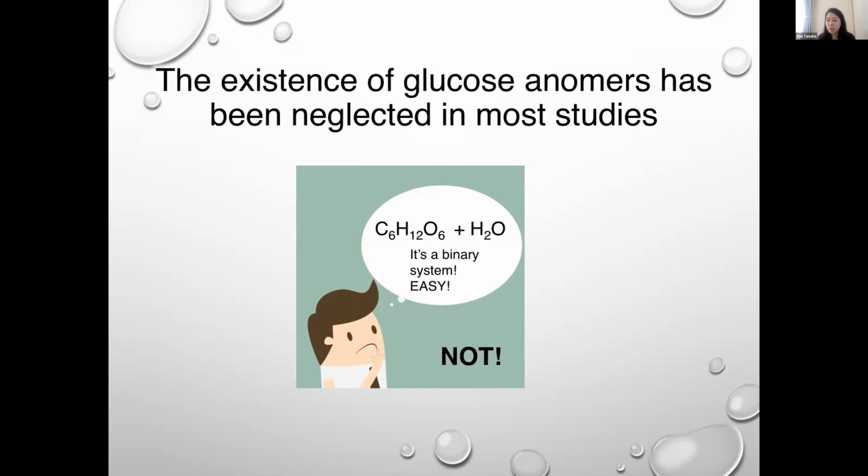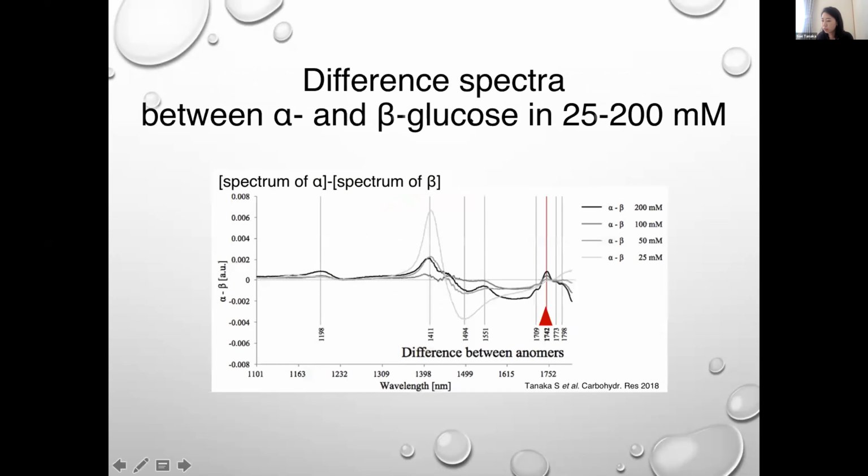Unfortunately, however, I found many studies on glucose or other sugar neglected the existence of anomers. The researchers regarded glucose solution as a binary system, but I will show today glucose near infrared spectra contains a structural difference between anomers. First of all, I got pure powder of both anomers and measured both solution at the concentration from 25 to 200 millimolar. Glucose anomers are equilibrating with time, and it needs to measure immediately after dissolving.